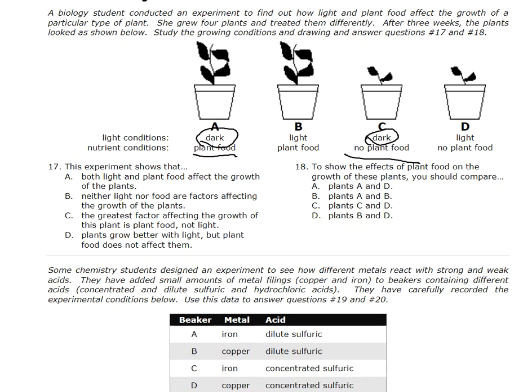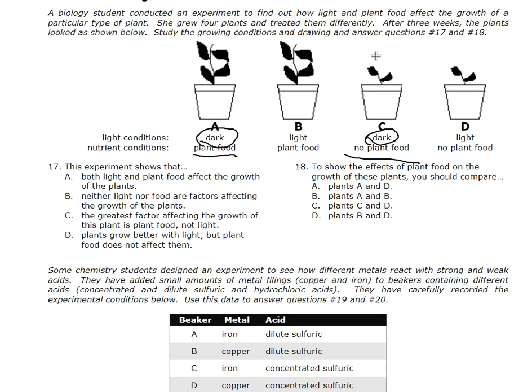The problem is, what kind of conclusion can we draw from that? What conclusion can we draw based on the data that's given in the pictures describing the experiment? Does the experiment show that both light and plant food affect the growth of the plants?